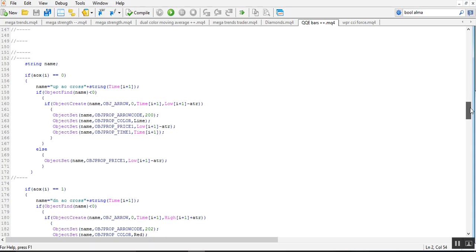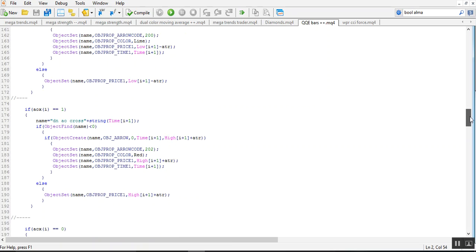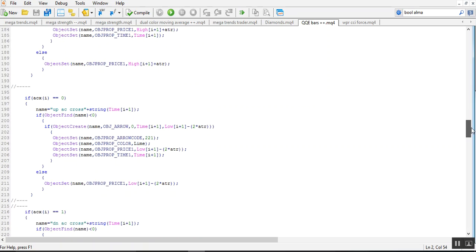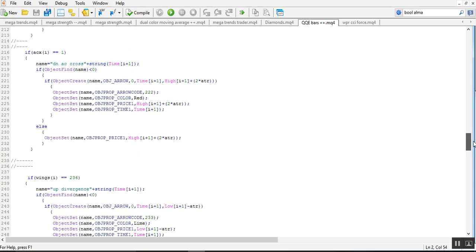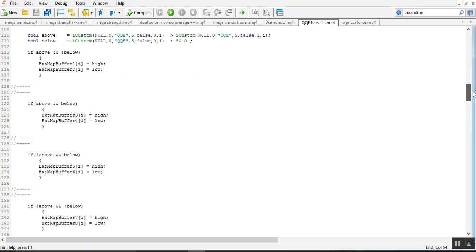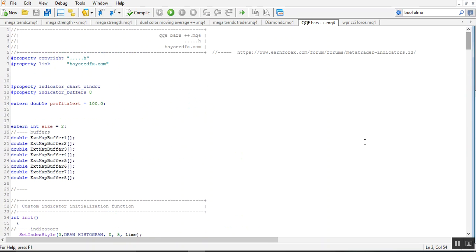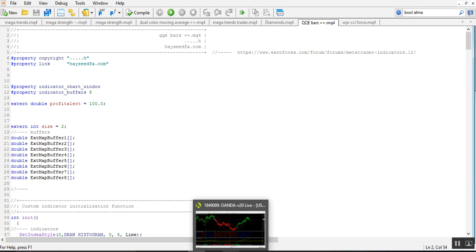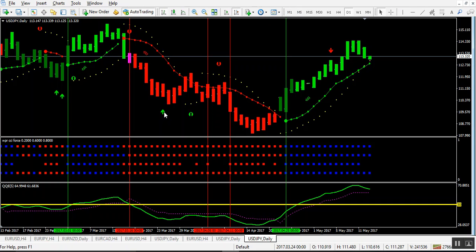Okay, this is just the little wingdings that I forgot to talk about. Up AO cross and down AO cross and AC cross. That's an accelerator cross. And the divergence. Let me go back and show you that real quick. That's just part of Bill Williams' thing that I left on in this indicator. Right here, if it's a line up arrow, it's an up divergence. And if you read his book or looked up divergence, you'll see what that is.